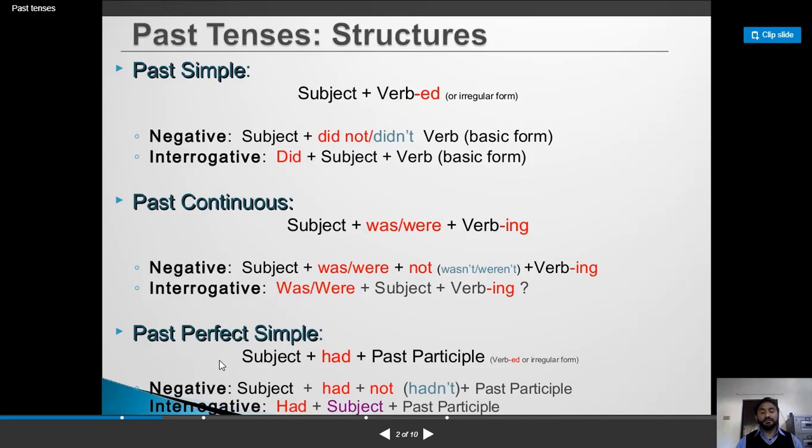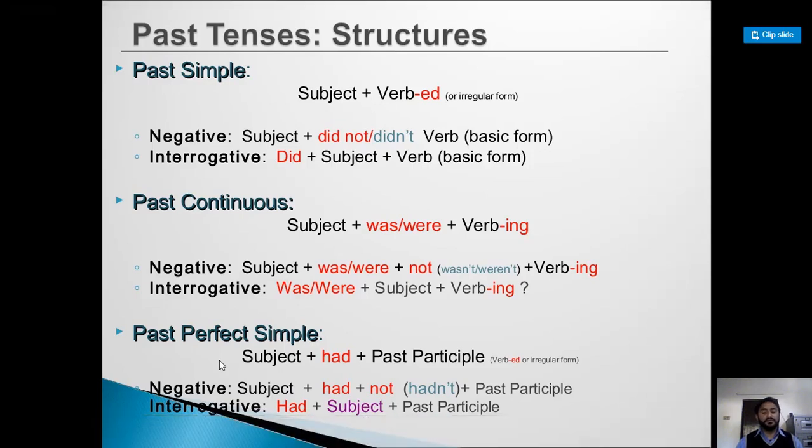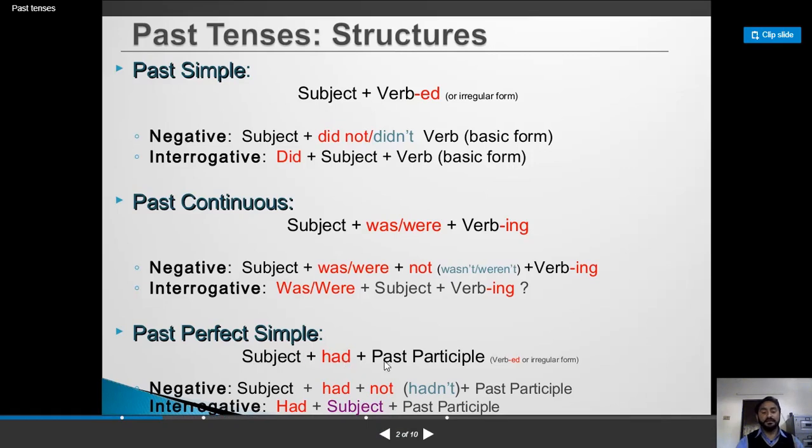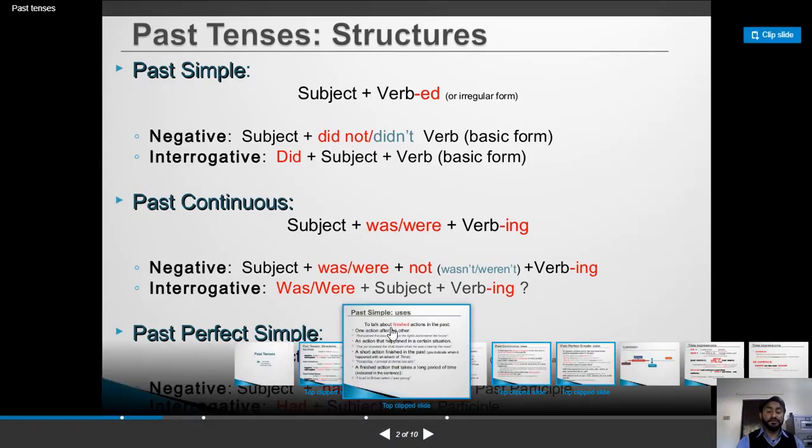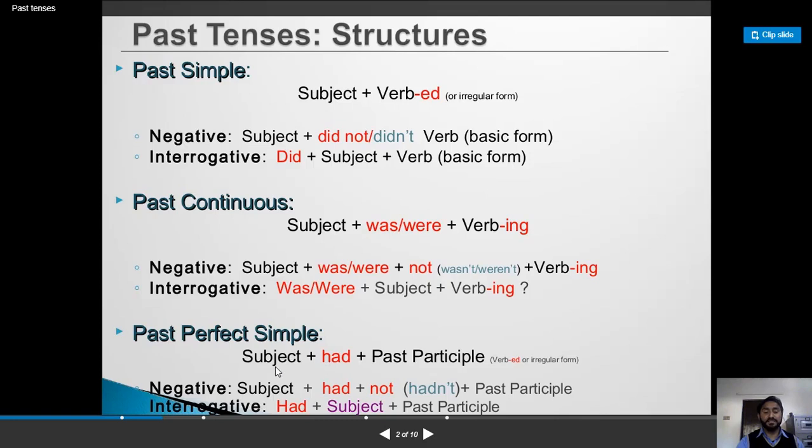Past perfect simple tense, or we normally use this past perfect tense. There should be the subject, then had, and the past participle. Past participle is the third form of the verb. Present participle is the ing form. On the other hand, past participle means the third form of the verb. So there should be the subject, then had, and the past participle. Past participle will be ed or a regular form.